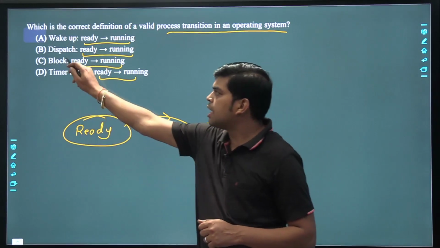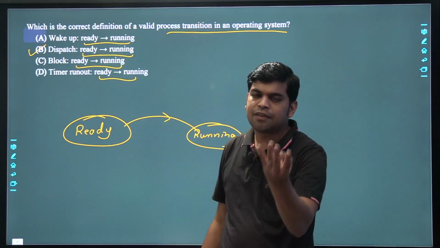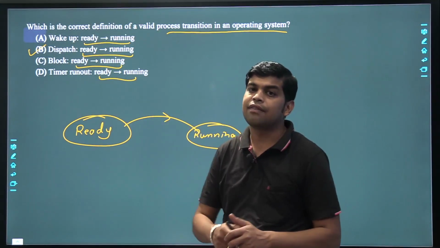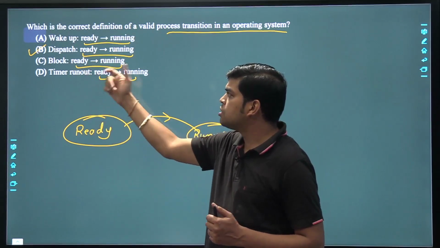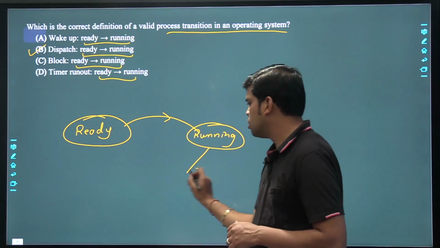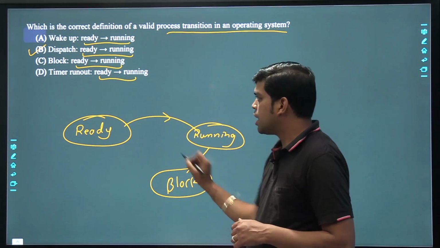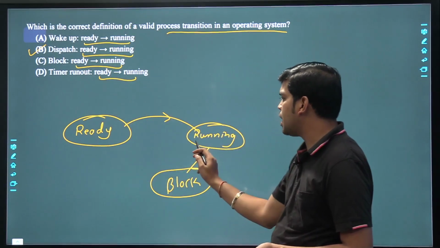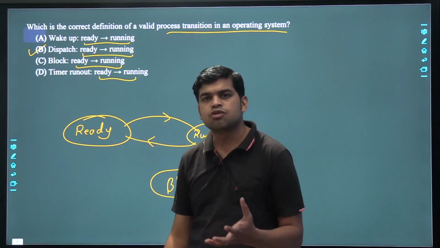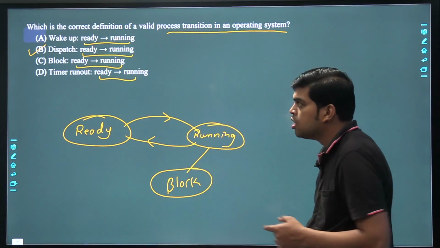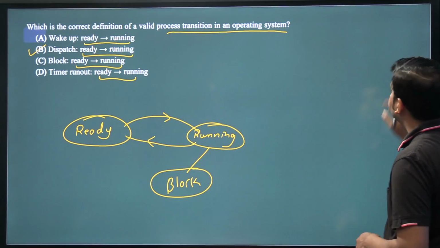So definitely dispatch, ready to running, is correct. Wake up is not, because when we wake up the process for execution, it arrives in the new state, from new to ready. And block means from running to block, got it? That is the meaning of this. And time run out is running to ready. Time run out means if we allocate a time slice to a process, then it moves from running to ready. So only dispatch is correct for ready to running, got it? So B is the right answer.